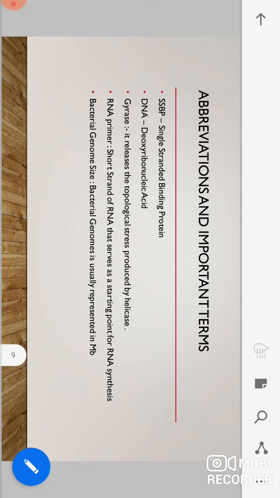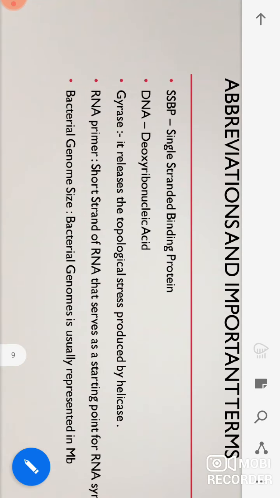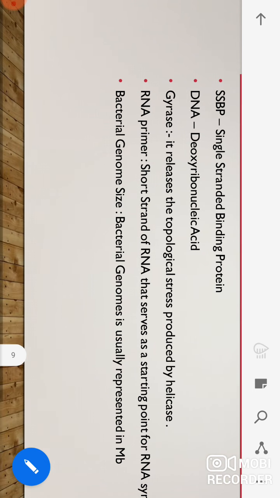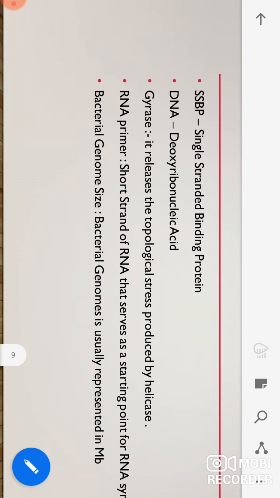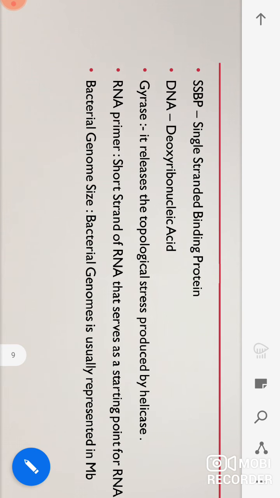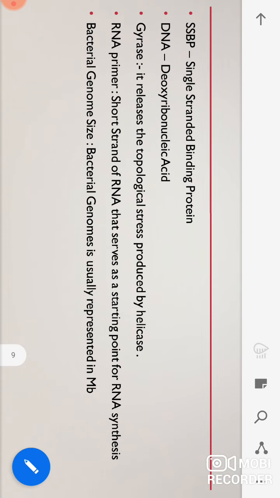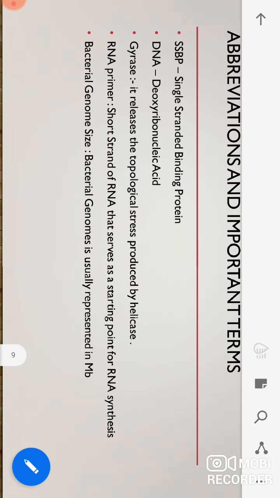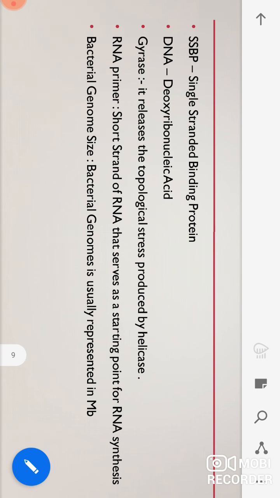So here we have abbreviations and important terms. SSBP, that is single stranded binding protein, and DNA, we saw it, right? Deoxyribonucleic acid. Gyrase actually releases the topological stress produced by helicase. So gyrase is an enzyme that relieves the topological stress produced by helicase. RNA primer is a short strand of RNA that serves as a starting point of synthesis. This RNA primer plays a major role in synthesis.